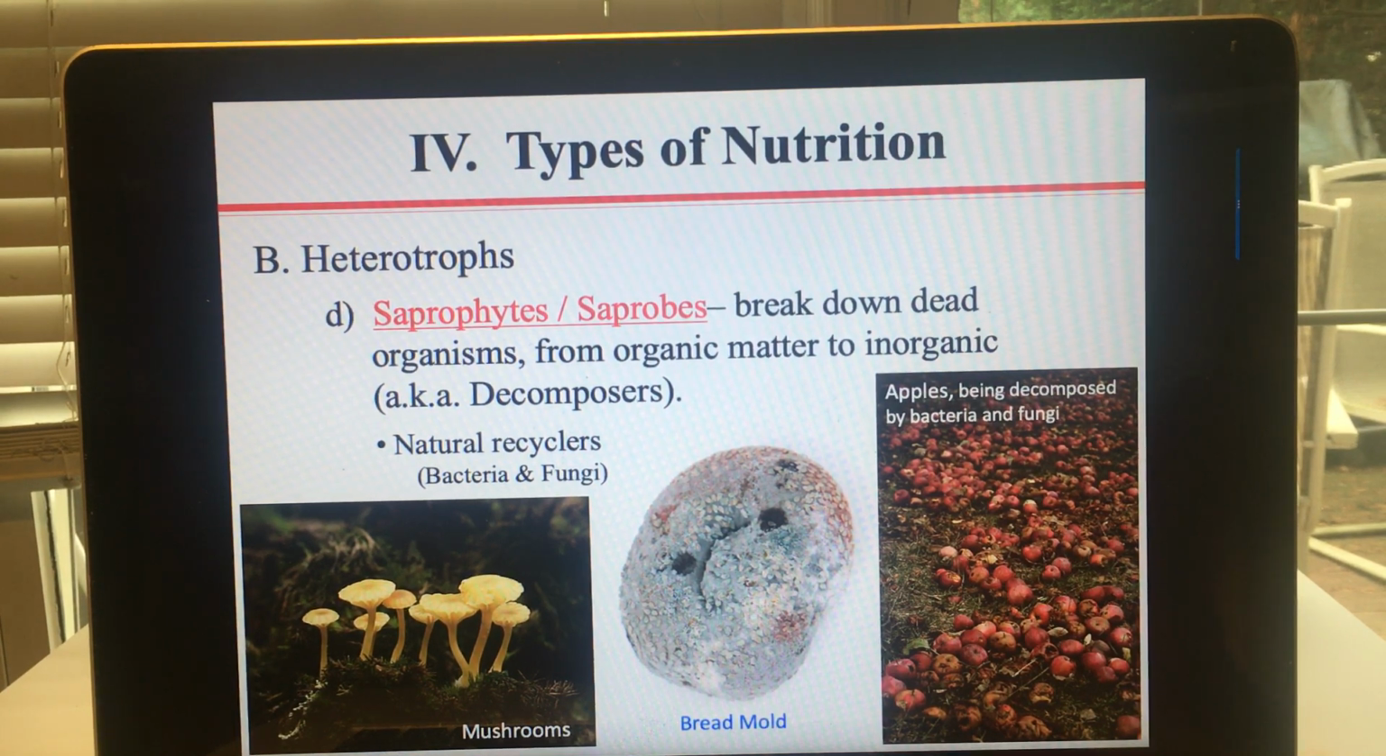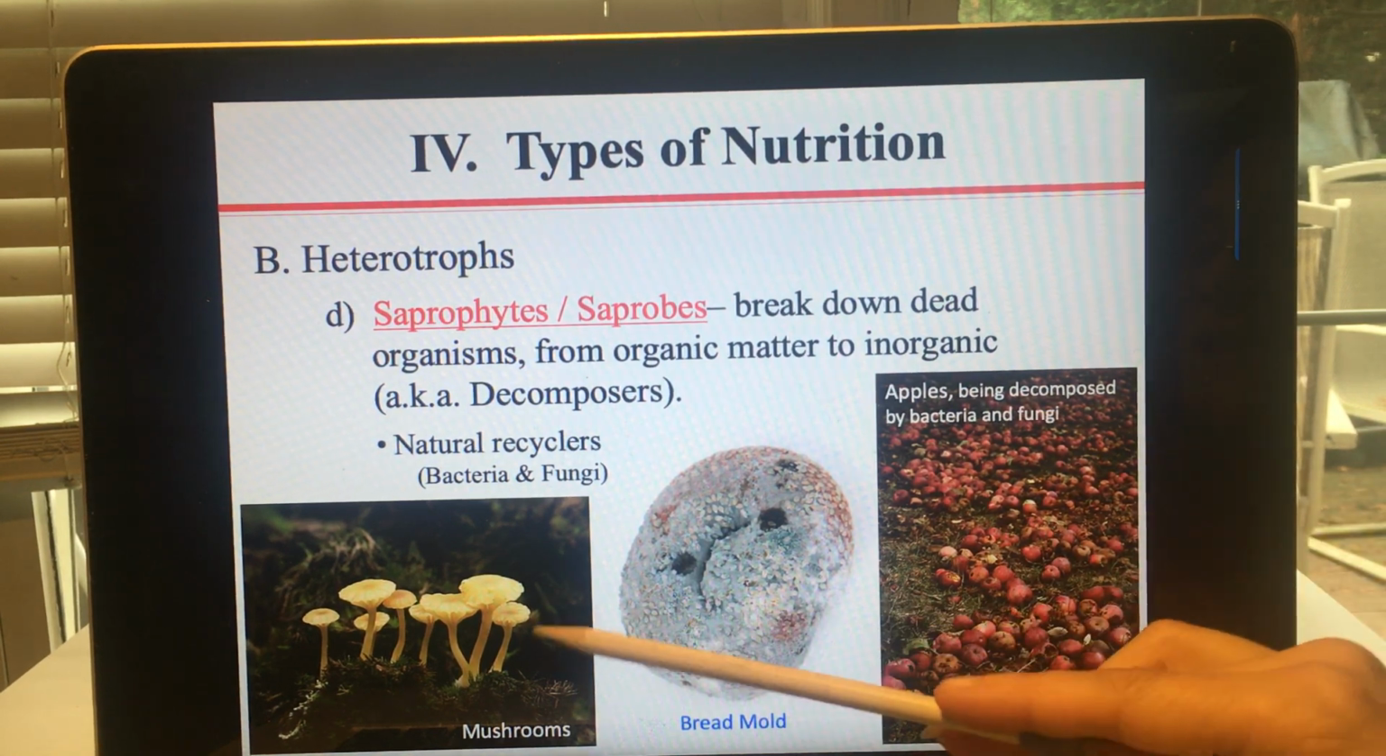The last type of heterotroph is a saprophyte or saprobe. Both of those vocabulary words are kind of interchangeable. Another way to describe these would be our decomposers. Now, if you look at this, you can see that they're a fungus.